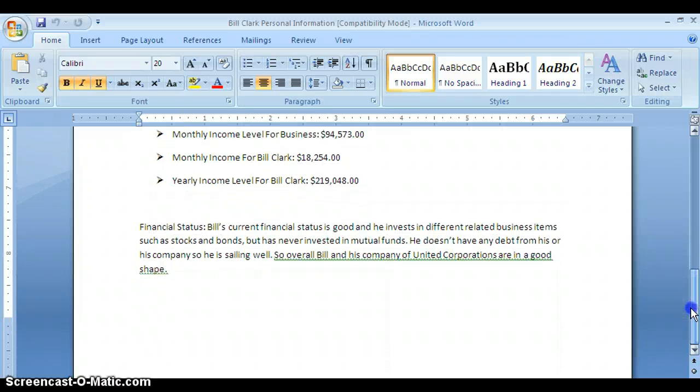His yearly income for himself is $219,048. His financial status. Bill's current financial status is good, and he invests in different related business items such as stocks and bonds, but has never invested in mutual funds. He doesn't have any debt from him or his company, so he is sailing very well. So overall, Bill and his company of United Corporations are in good shape.